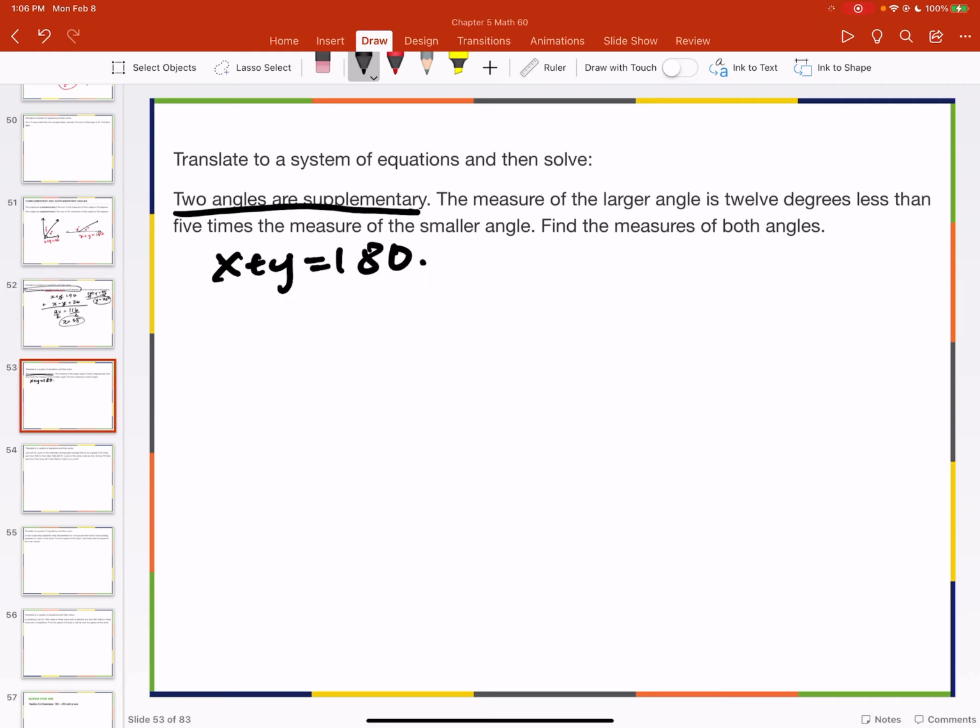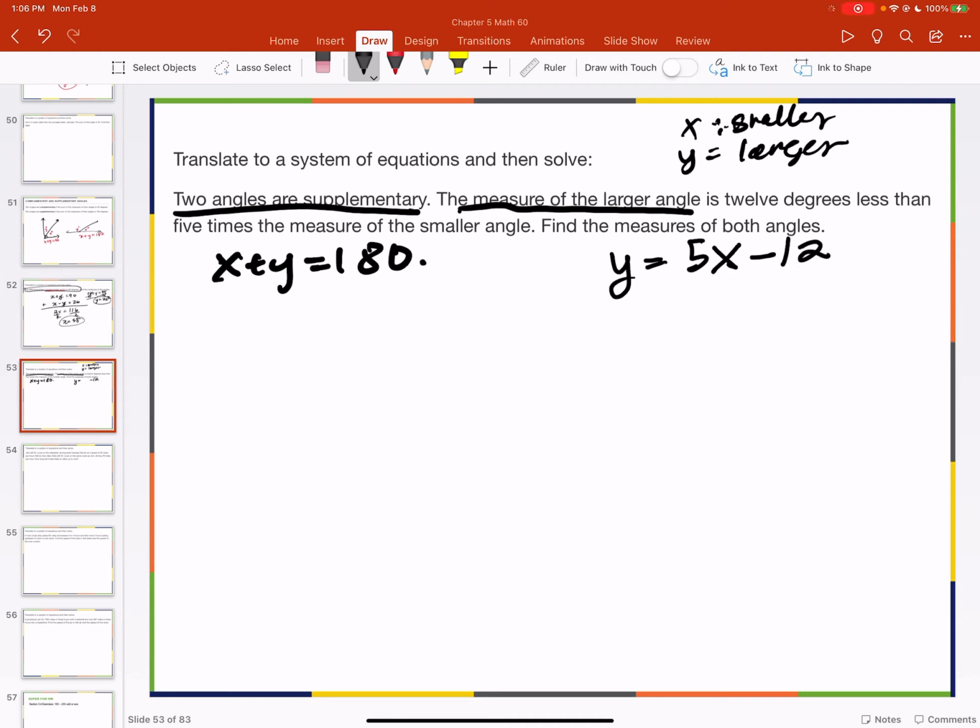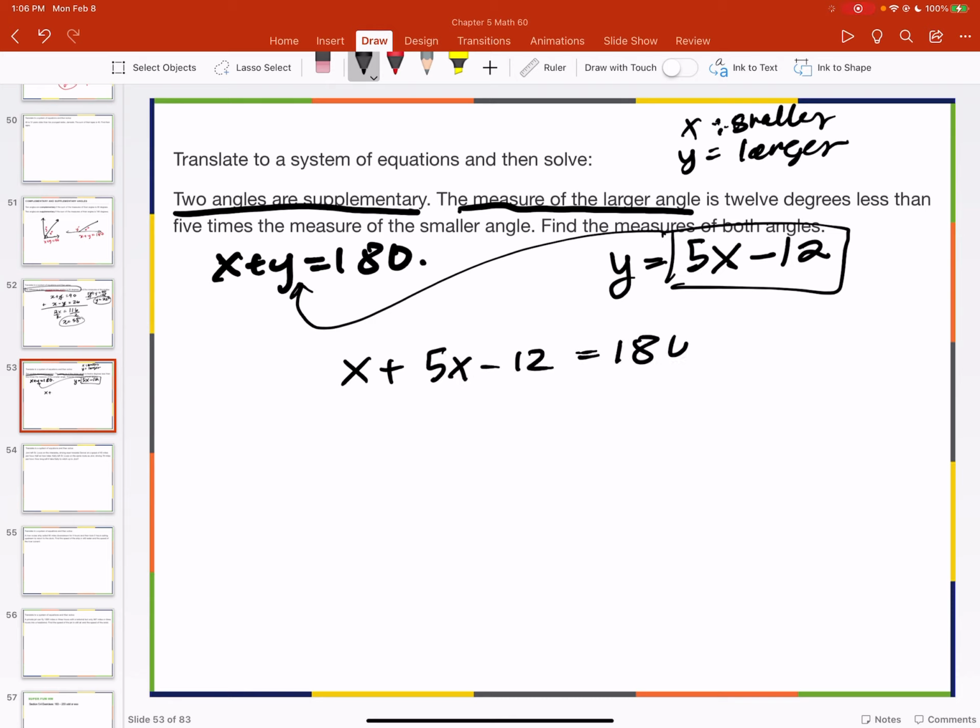Okay, so one of them is larger, one of them is smaller. So we'll say x is the smaller, and we'll let y be the larger. The larger is 12 degrees less than 5 times the measure of the smaller. So now we have that. We can do substitution, plug this into here. So x plus 5x minus 12 is equal to 180. All right, so then that becomes 6x minus 12 is equal to 180.